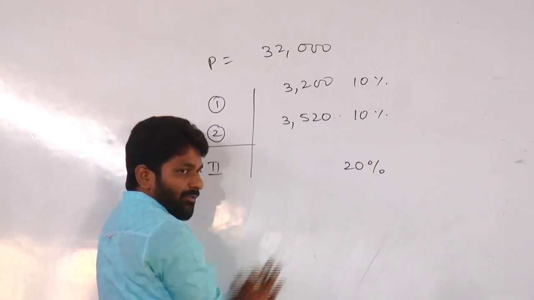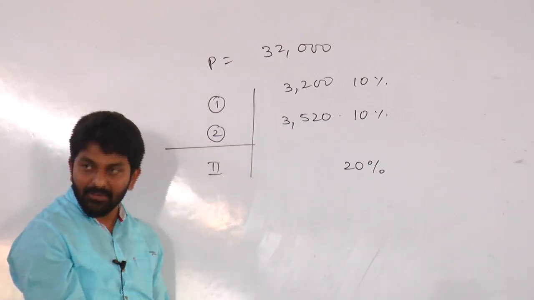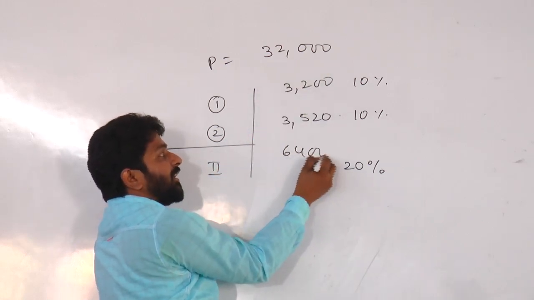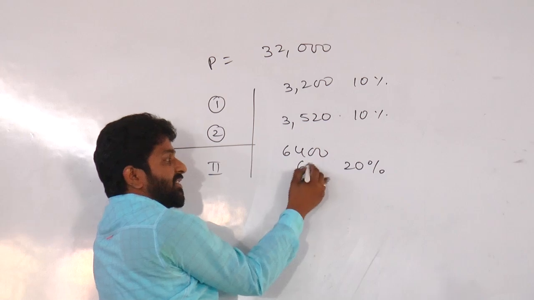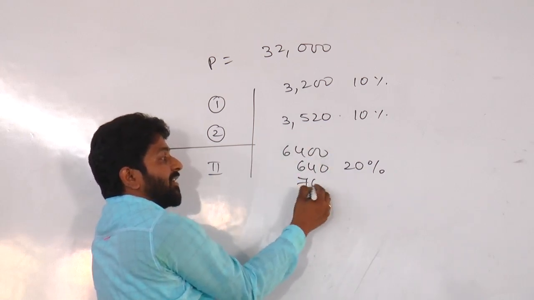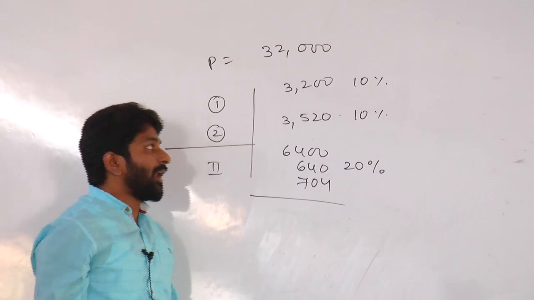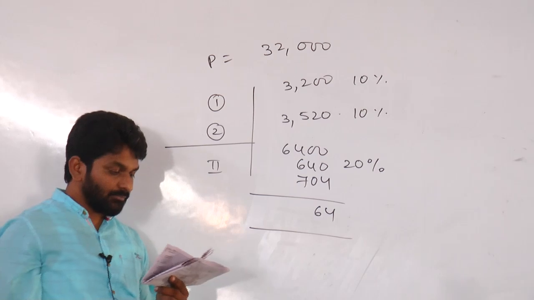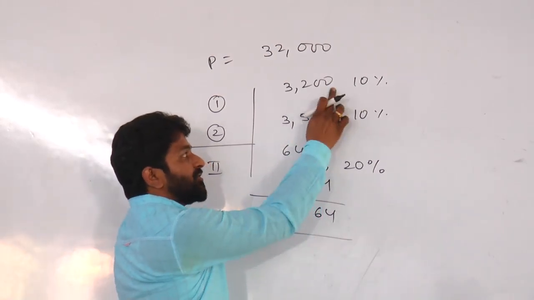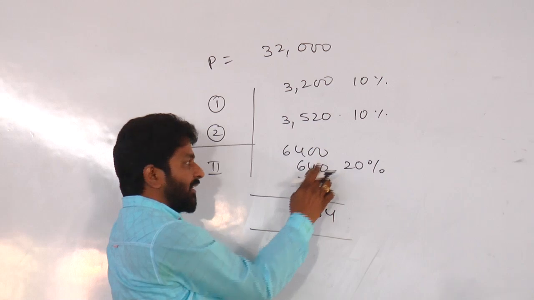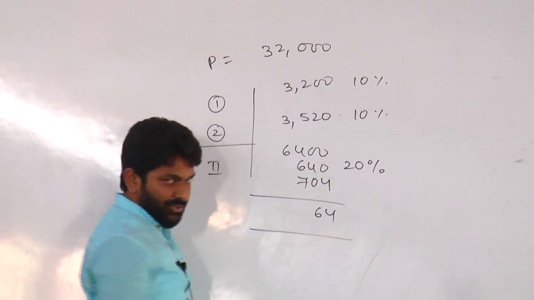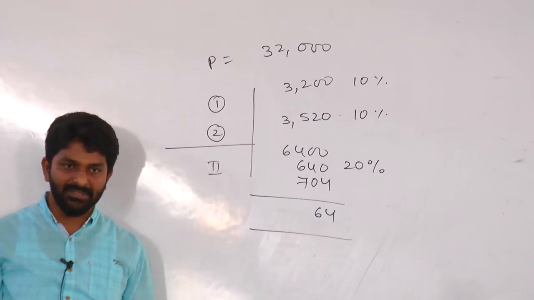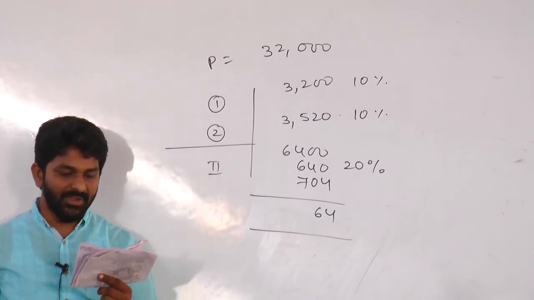Of three numbers you need to calculate 20%. Compound interest only, right? 20% of every number. 20% of this 6,400. 20% 640. 20% 704. Your answer must end with 64. How many options are there? I have 20 here. 20, 20, 20, 40, 60, 4. My answer should end with 64. Whether it is compound interest or amount, whatever it is, answer must end with 64. You have only one option, that's fine.